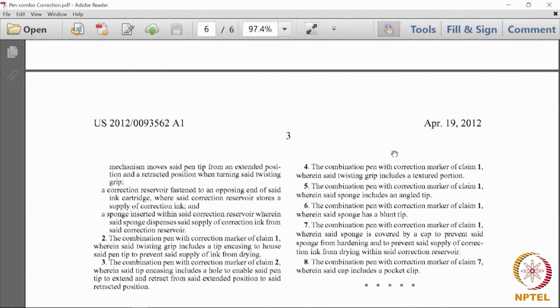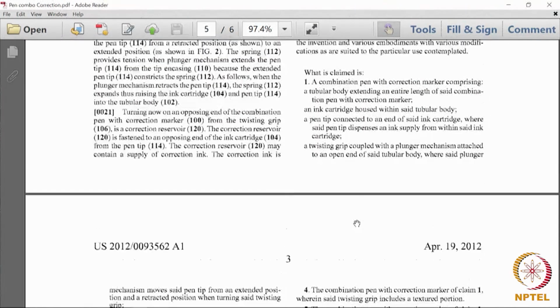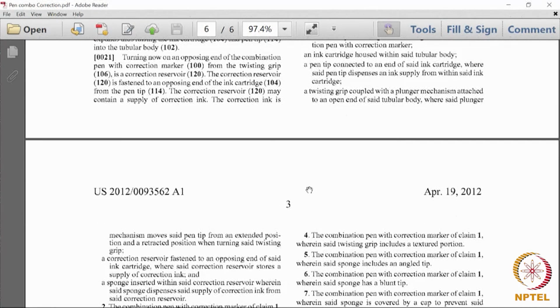Okay. So, whatever you see here has come to us by long years of patent drafting, which is conventionally followed by various patent offices. Now, we understand that this is not a combination which is just a list of things. If it had been a list, then you would find a combination pen and a correction marker comprising a tubular body, an ink cartridge, a pen tip, a twisting grip, a correction reservoir and a sponge. The list is there nevertheless, but the various parts are also connected.